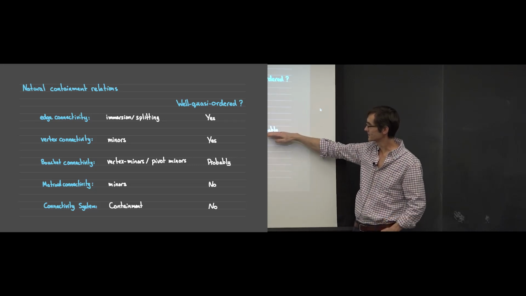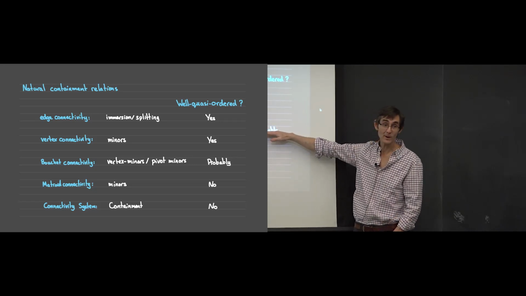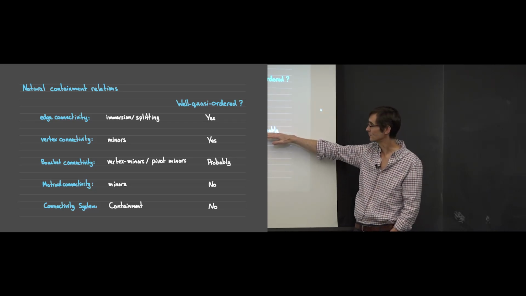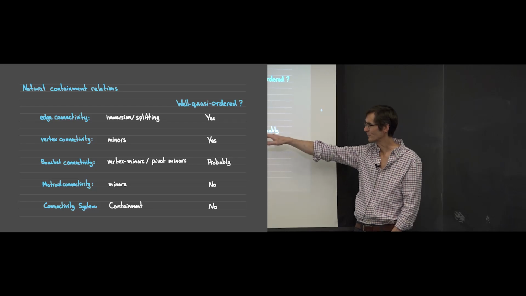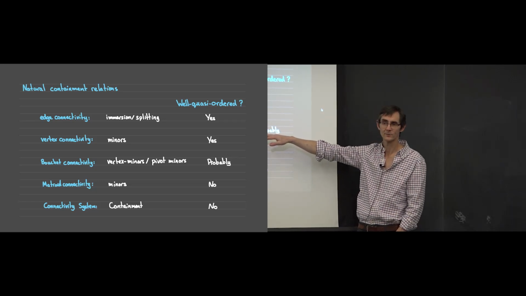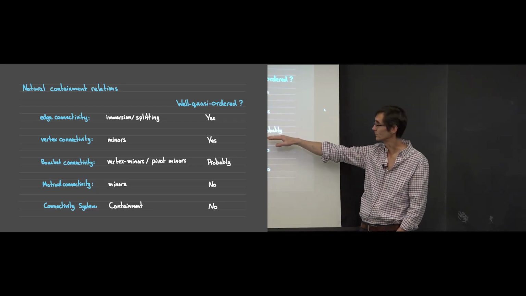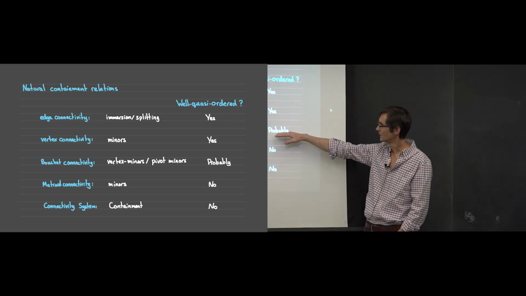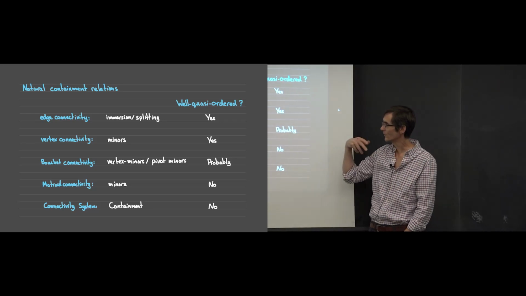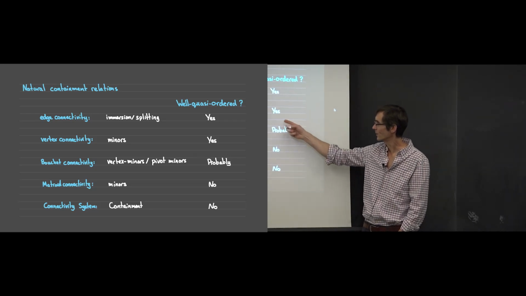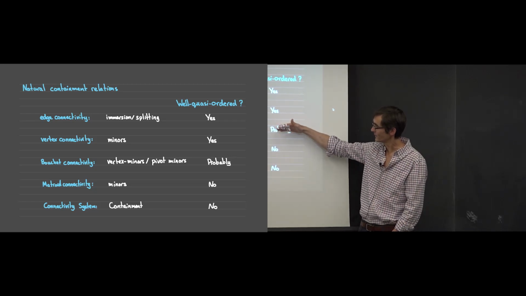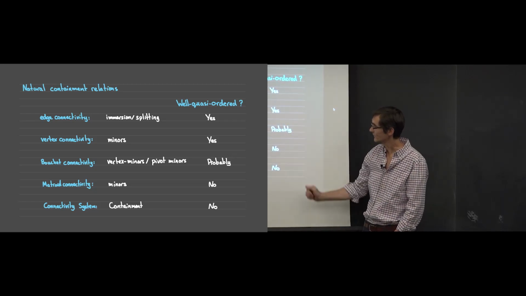For vertex minors and pivot minors, these are probably well quasi-ordered. There are theorems of Oum that prove that in bounded rank width, or branch width if you like, they're well quasi-ordered. So from the point of view of the results we care about today, Oum's theorem at least says that for the things we care about, they are well quasi-ordered.